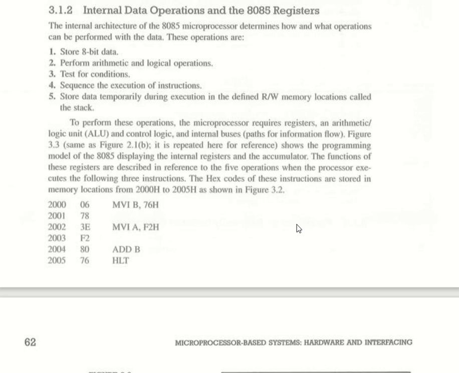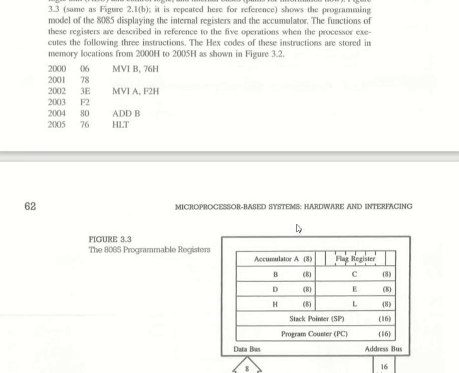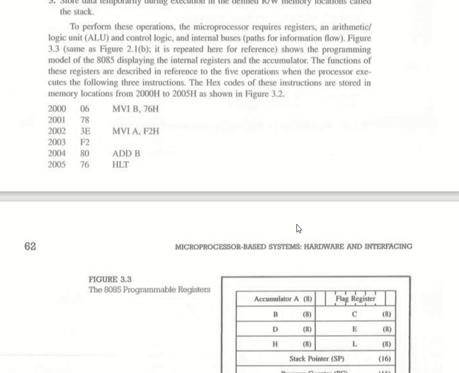Now to perform these operations, the microprocessor requires registers, as I've said, to store 8-bit data, an arithmetic logic unit or ALU, a control logic, and internal buses, right? Just to let the information flow from one point to another. And let me show you here. This one is the image which shows you the different types of registers available in the 8085 microprocessor.